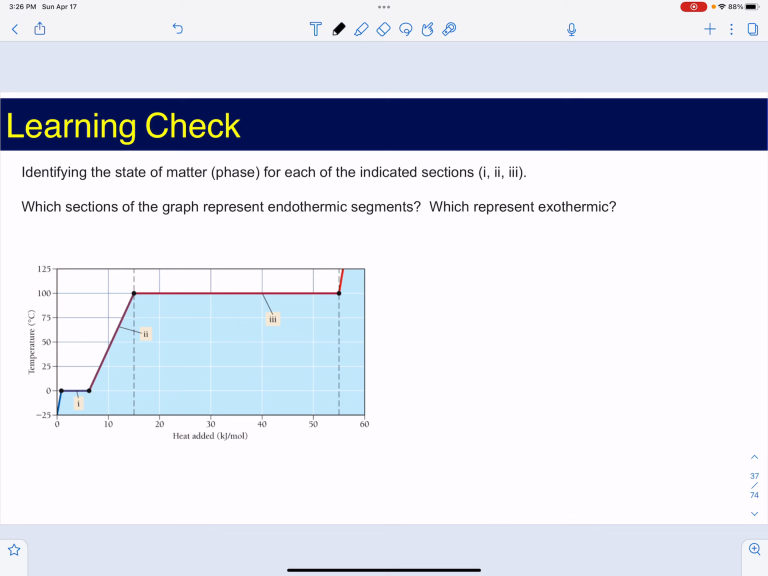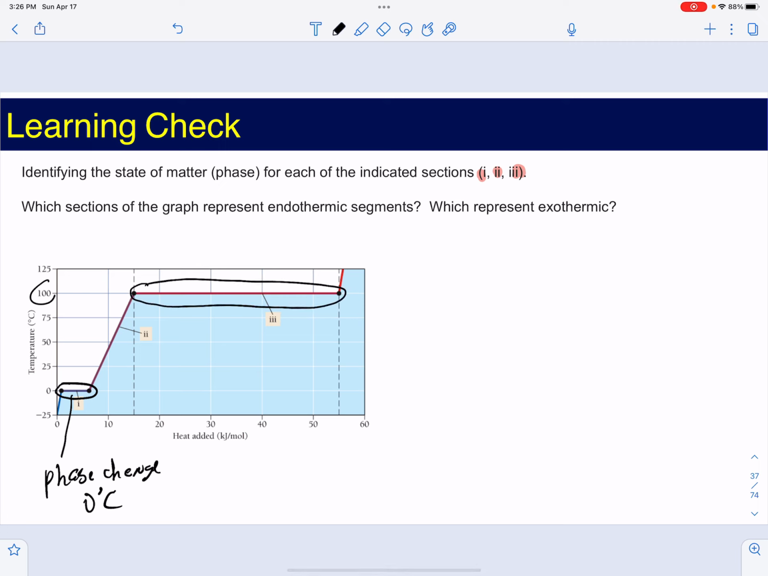And that's kind of the way we will describe the process of melting, freezing, and sublimation. So let's do this problem. Identify the states of matter for each of the indicated sections 1, 2, and 3. So based on this diagram, we can see that the first thing we have is a phase change happening at 0 degrees Celsius. Then we see another phase change happening at 100 degrees Celsius.